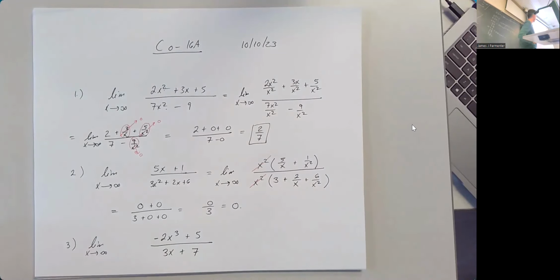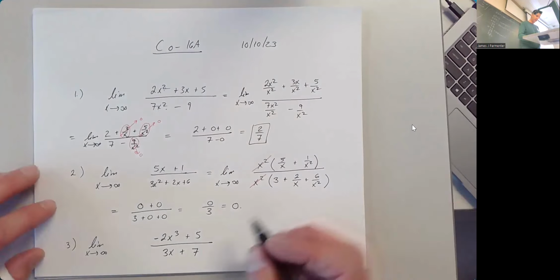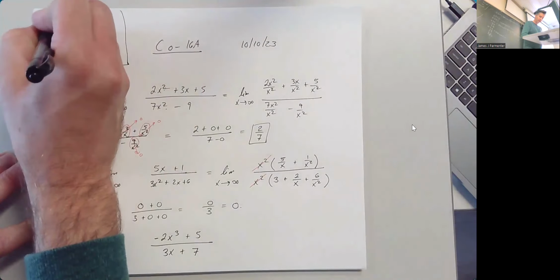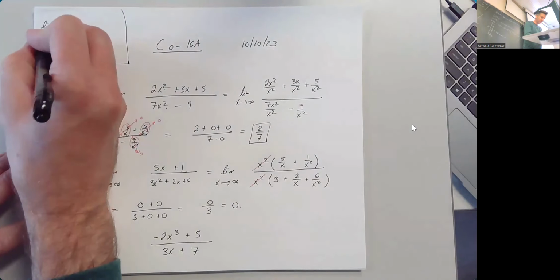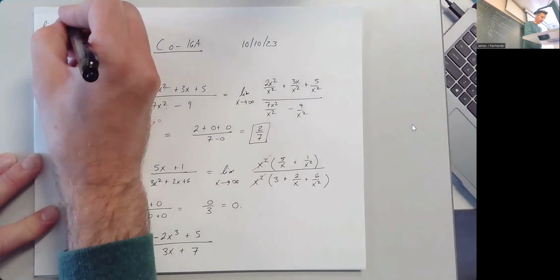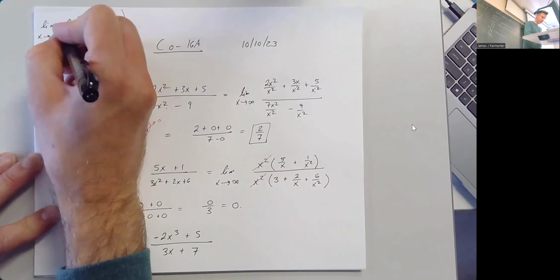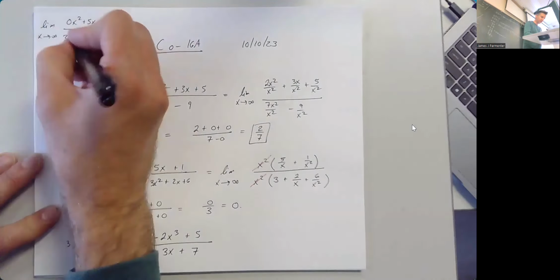One time when I was doing this many, many years ago, a student said, well, why don't you just write it so they both have the same highest degree? And I thought this was a really cool trick, which I'll write up here. Someone said, you can do this. You can rewrite that problem as the limit as x goes to infinity of 0x squared plus 5x plus 1 over 3x squared plus 2x plus 6.